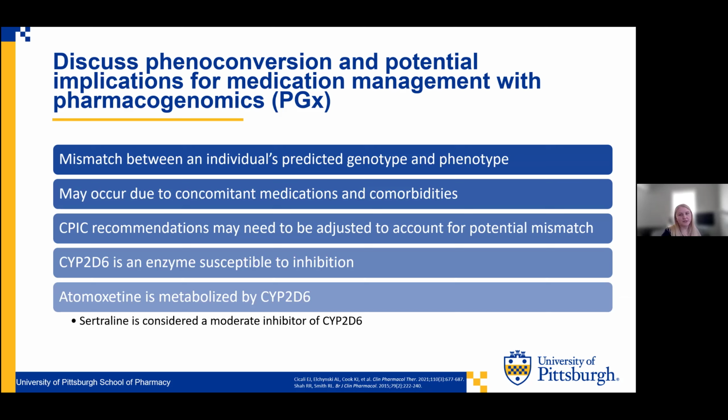And in particular, I wanted to bring this up because CYP2D6 is susceptible to inhibition, and atomoxetine is metabolized by CYP2D6, and sertraline is considered a moderate to weak inhibitor of CYP2D6. So that's something to take into consideration.